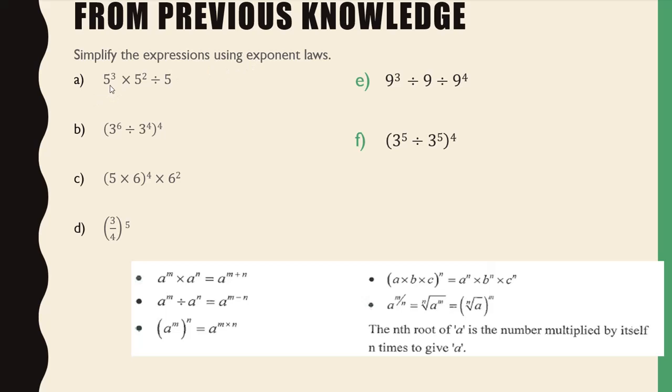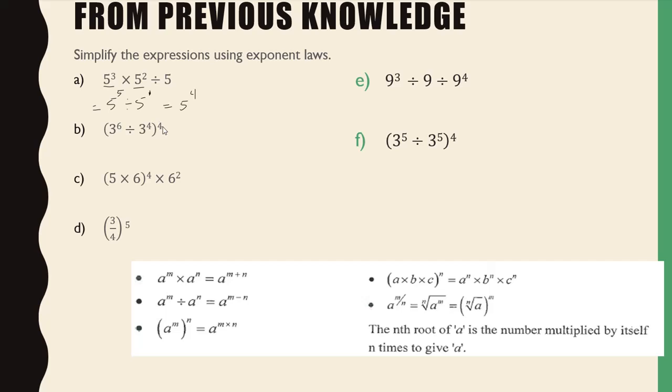So we have a base 5 to the power of 3 times 5 squared divided by 5. When you have the same base, then you're going to add the exponents. So 3 plus 2 is 5. And then now that we have the same base of 5, we could put a 1 here. When you're dividing the same base, you subtract the exponent. So 5 minus 1 is 4, so you get 5 to the power of 4.